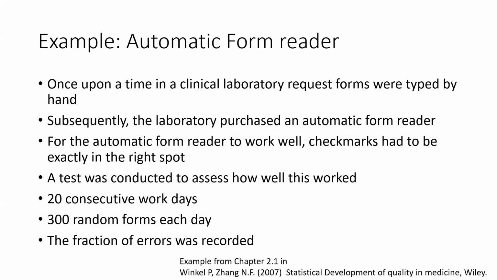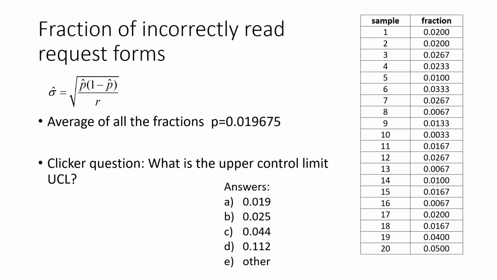We have data from 20 consecutive work days. And on each day, there were 300 random forms inspected. And then each time, the fraction of errors or the proportion of errors was recorded. All right, here are the data. We have 20 days, and the fraction is here. It's around 2%, 2%, 3%, something percent. Or down here is 5%.